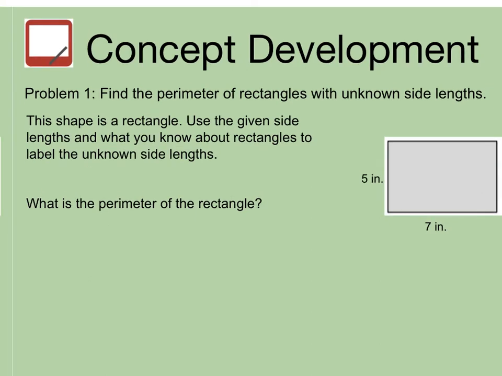Okay, boys and girls, so now I want you to figure out the perimeter of this shape over here. We know one side length is 5, the other side length is 7. I want you to draw this shape on your paper, label all 4 of your side lengths, and then add up all of your side lengths to find the perimeter.